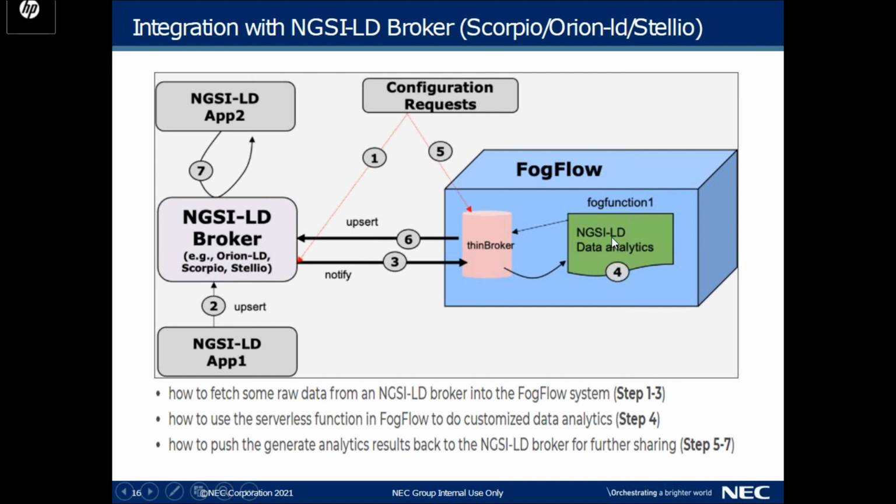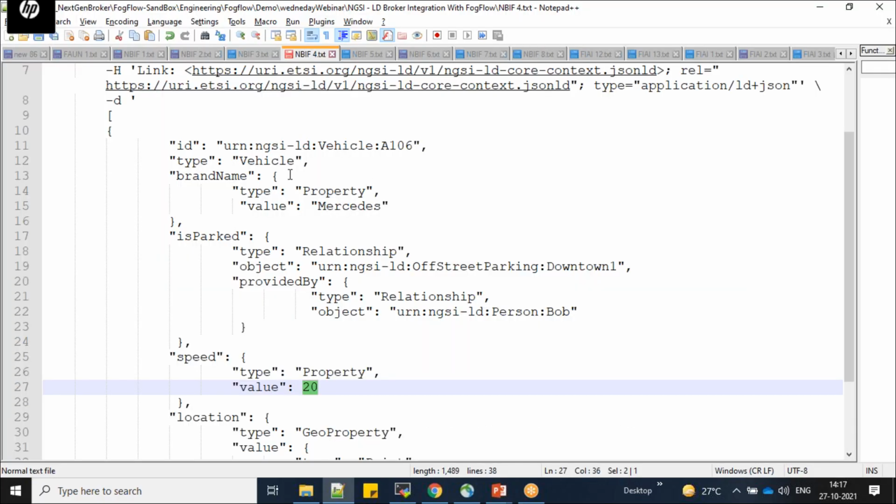FogFlow has one smart function here. What that function will do, it will check the speed of that payload. It will do analysis on the basis of whatever is configured, or the business logic there. On the basis of that, it will create one command. That command will arrive into NGSI-LD broker. That command will tell you whether the speed is under risk or that speed is normal.